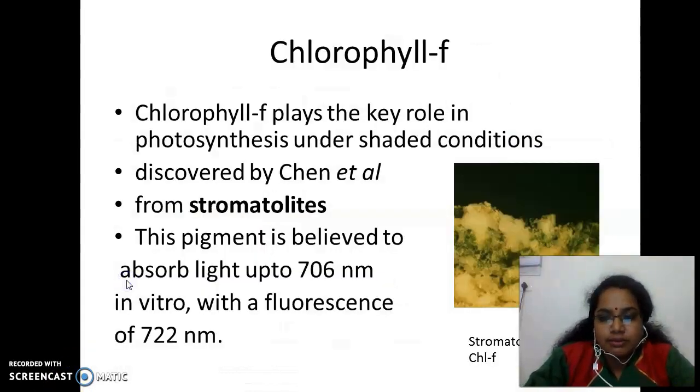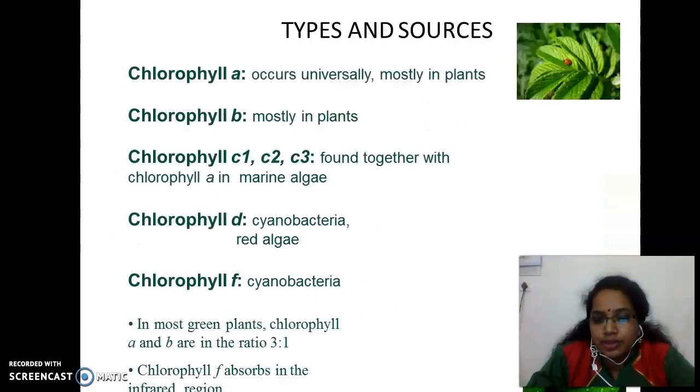So, a little bit about chlorophyll F, the recently discovered chlorophyll from stromatolites. That is the layer of cyanobacteria seen in water. It was first identified by Chen et al. in 2010, and it absorbs light of the infrared region. That is, they absorb light under shaded conditions also.